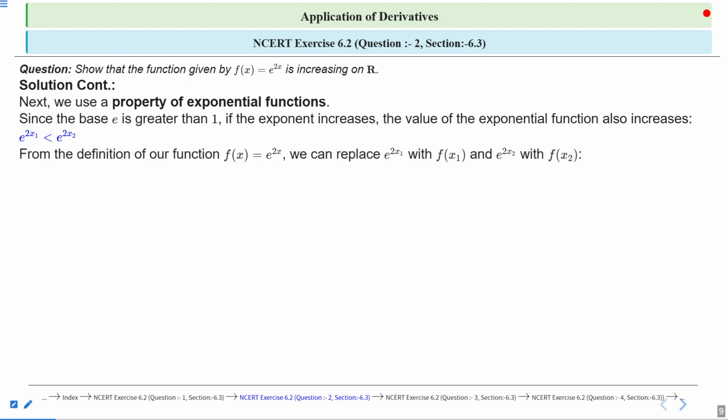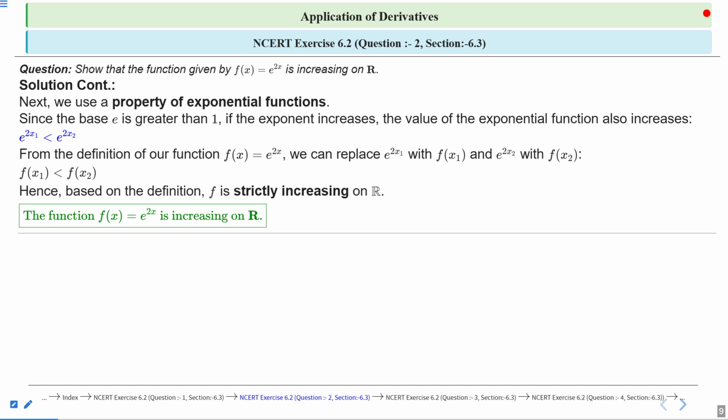From the definition of our function f(x) equal to e to the power 2x, we can replace e to the power 2x1 with f of x1 and e to the power 2x2 with f of x2, right? Now f of x1 will be less than f of x2. Hence, based on the definition, f is strictly increasing on R.